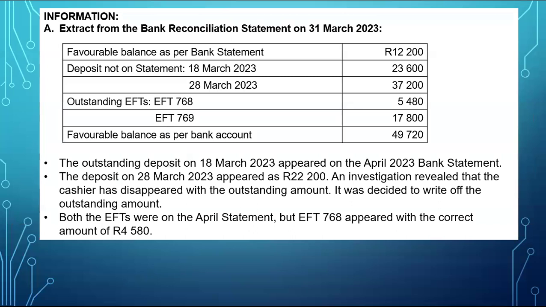Let's read. The outstanding deposit on the 18th of March 2023 appeared on the April 2023 bank statement. I do not know why this was not ticked and did not appear in the bank statement for March, but it appeared in the bank statement for April. So what am I going to do with that? I'm just going to tick it. I won't record it anywhere because we were waiting for it to appear in the bank statement, and that is done.